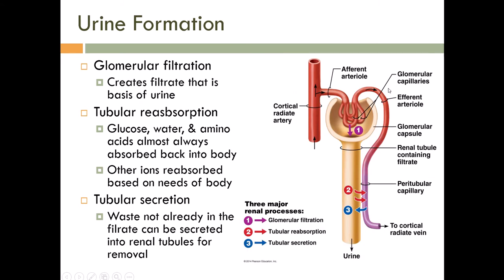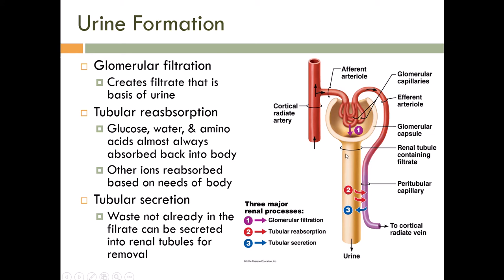Urine formation, which is what the nephron does, is completely carried out by the nephron, and it is really three processes, not just one. The first process is glomerular filtration. Here you can see the cortical radiate artery, blood coming into the first capillary bed. That is where all of the filtration takes place, and then the blood leaves the capillary bed and eventually ends up in another capillary bed.